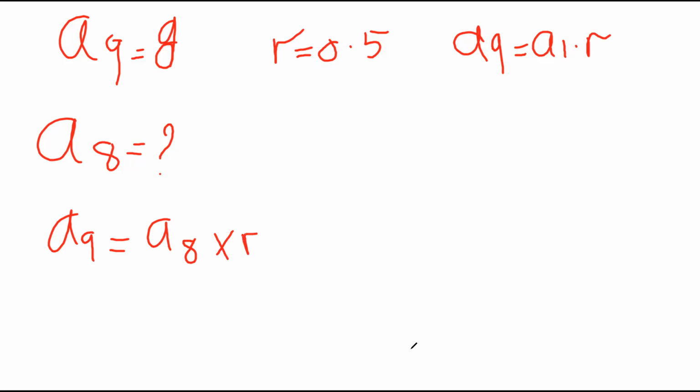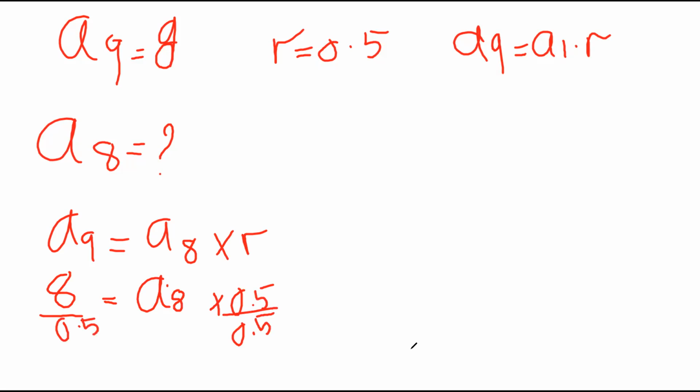Yes, times r. So a sub 9, which is 8, equals a sub 8 times 0.5. Divide by 0.5, it will be 16. So a sub 8 here now is 16. This is the shortest way. Is it clear? Yes, teacher.